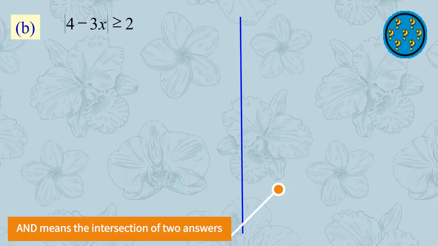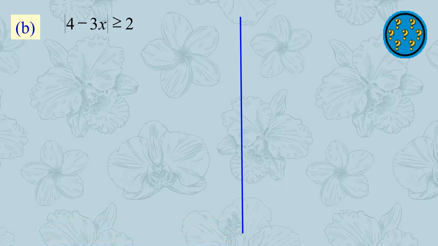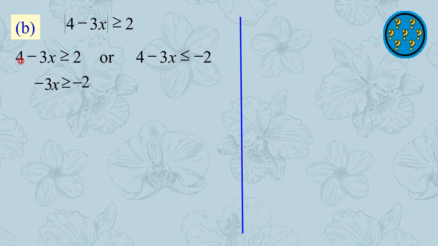Okay, let's look at the next example. Given to us absolute value 4 minus 3x greater than or equal to 2. Using the definition for greater than or equal to, 4 minus 3x is greater than or equal to 2, or 4 minus 3x is less than or equal to negative 2. Alright, 4 we bring to the right. So 2 minus 4 will give us negative 2. And when we are dividing with a negative number, we have to change the sign. So negative 2 divided by negative 3 becomes 2 over 3.